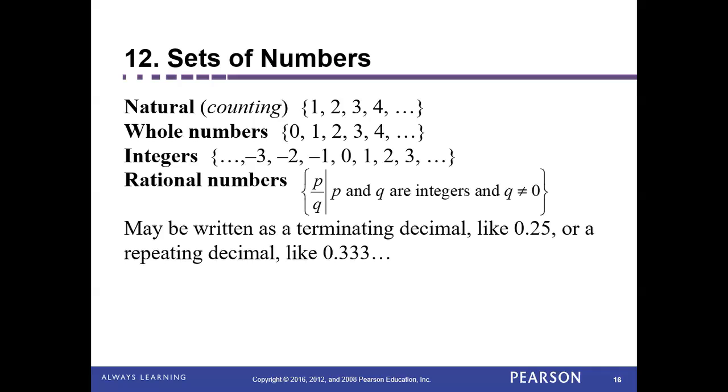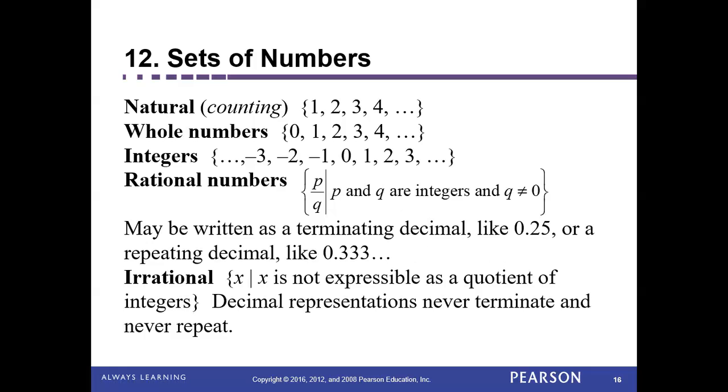Rational numbers are basically fractions, where you have an integer p over an integer q. And so they're a fraction. But as a decimal, they can either end, like 1/4 or 1/2. 1/2 comes out to be 0.5, 1/4 comes out to be 0.25. Or it can be repeating, like 1/3 is 0.33333. So rational numbers are either fractions or decimals that end or repeat.